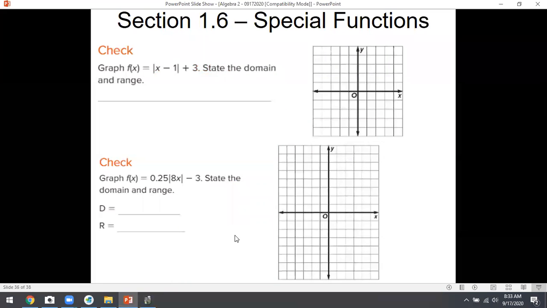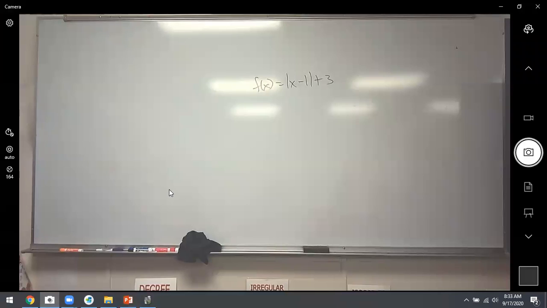Let's try to do this one, okay? Graph f of x is absolute value of x minus 1 plus 3. Put your calculators down for a second. Let's try to do it by hand first. And then we'll come back and graph it and confirm that we actually did it right. Okay, here we go. So graph this one, and here's what we're going to do.